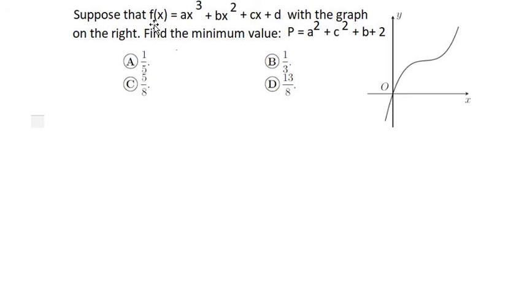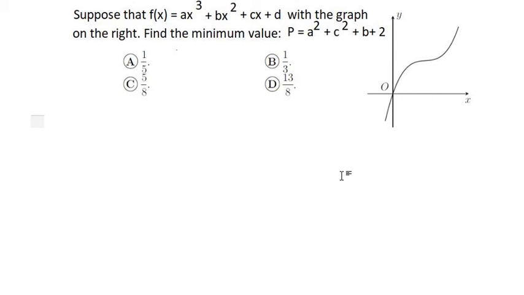Suppose that f of x equals a multiplied with x to the power of 3 plus bx to the power of 2 plus cx plus d, with the graph on the right. Here is the graph. Find the minimum value of P equals a to the power of 2 plus c to the power of 2 plus b plus 2. So I will show the technique how to answer the question.